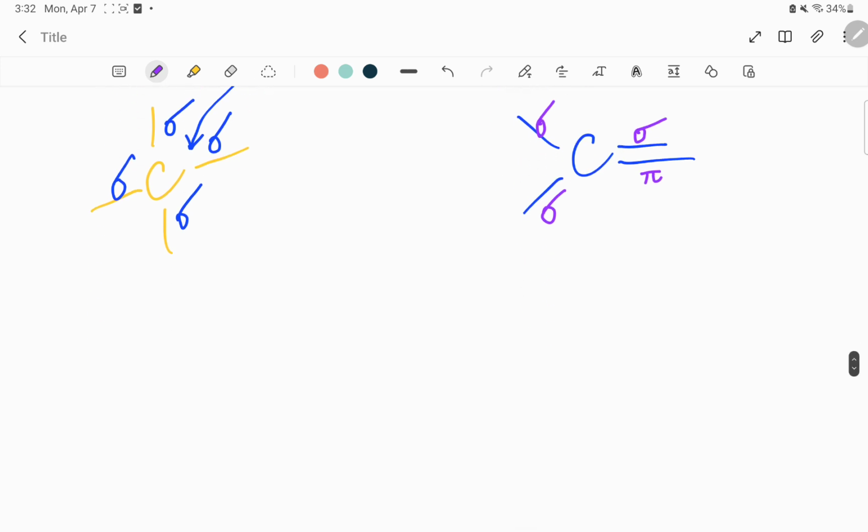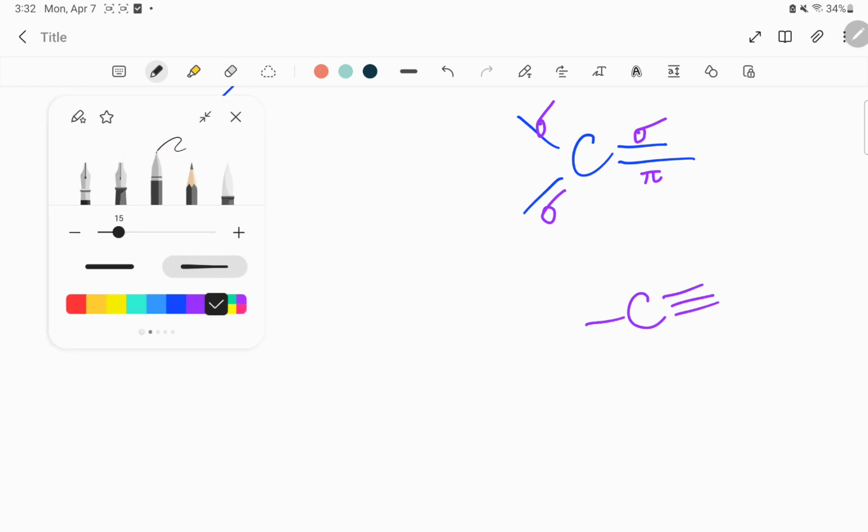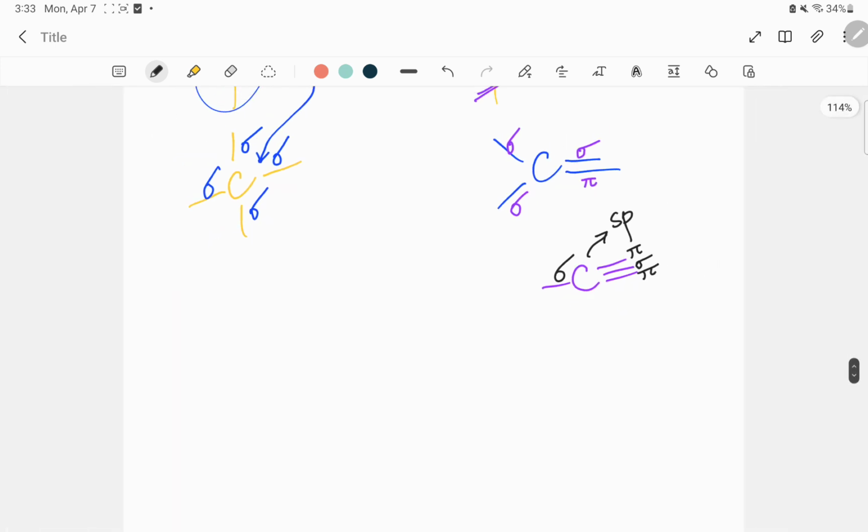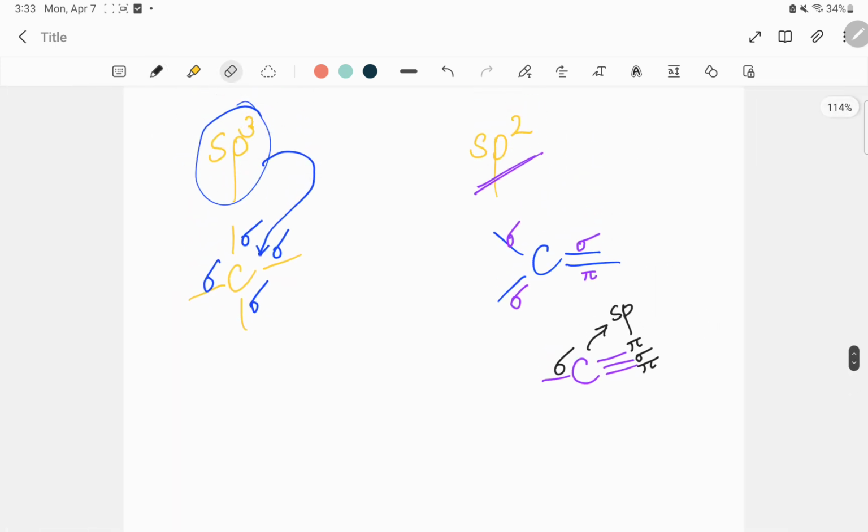And if you consider a triple bond, then in a triple bond, one of them is sigma while the remaining ones are pi. So if you have a carbon with a triple bond, then that carbon is under sp hybridization. So this we have studied in grade 11.